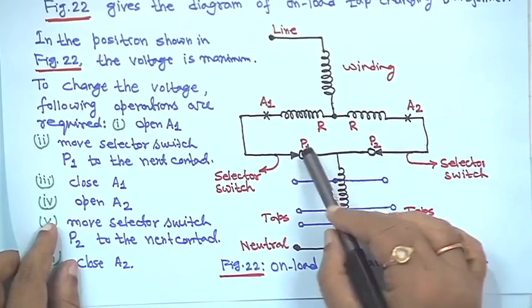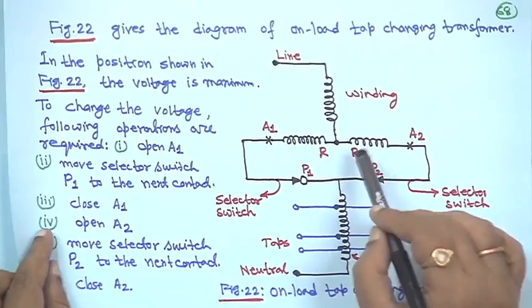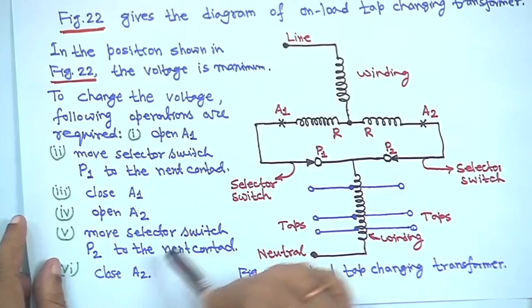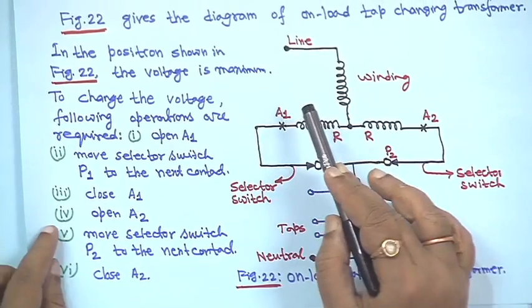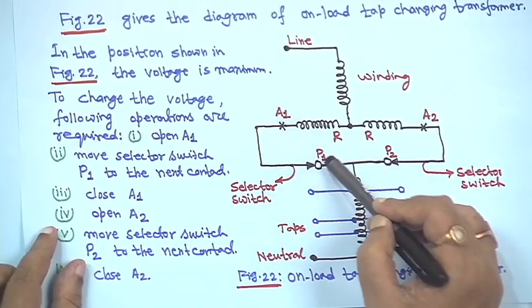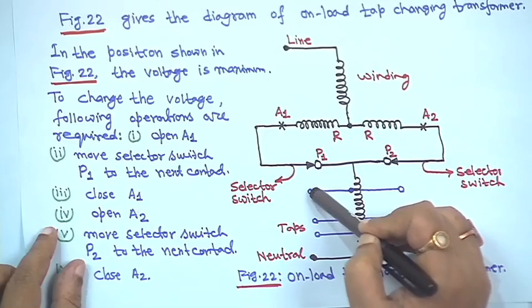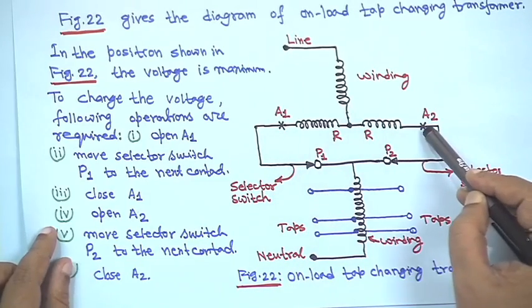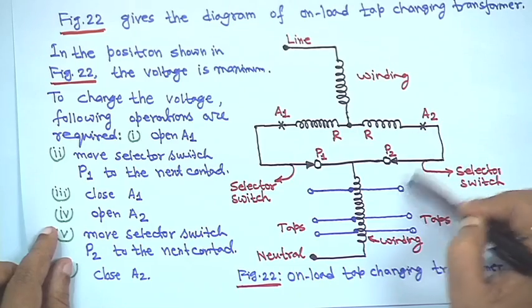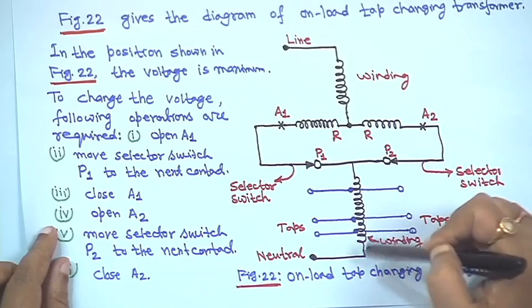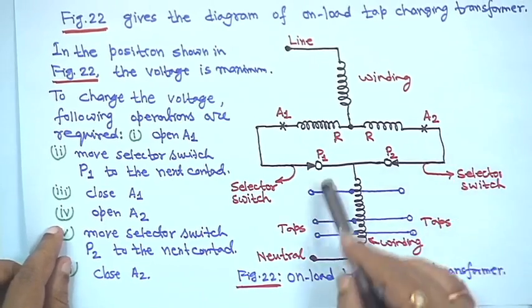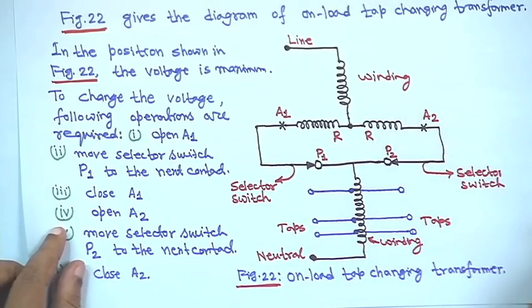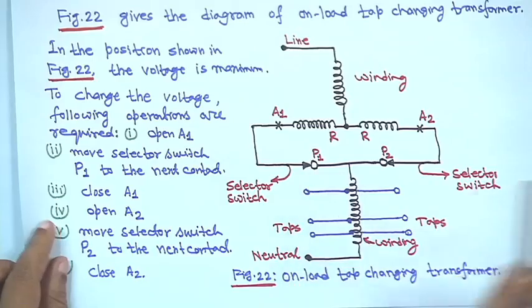So, I am not redrawing all this arrangement again. All steps, that is why I have written that you first open this one, and then move this P1 to the next position, then again you close A1. Similarly, this one you open, move it here and then again close it. This way your turns ratio can be changed. So, these are the tap settings, this is the winding, and this is the selector switch.